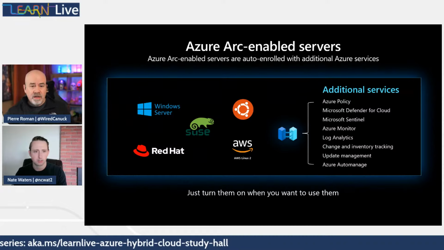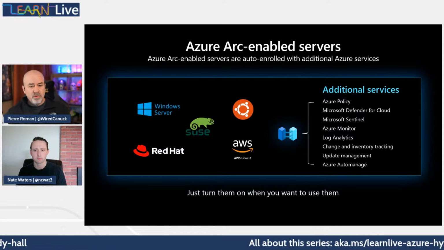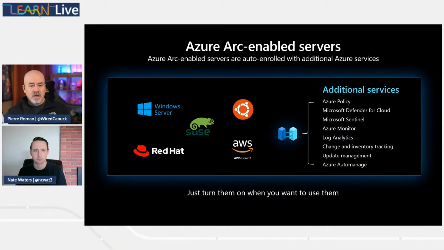Absolutely. So the Arc-enabled server, we mentioned it before, regardless of what the machines are. Currently what we support are Windows servers, multiple versions, SUSE Linux, Red Hat, Ubuntu, and of course, AWS Linux. All of those OSs will be able to take advantage of services such as Policy, Defender, Sentinel, Monitor, Log Analytics, and so on. So there's a number of services that we can deploy once you've identified and Arc-enabled your servers.